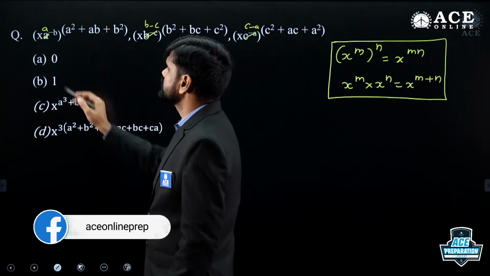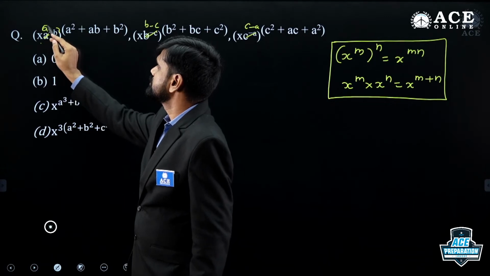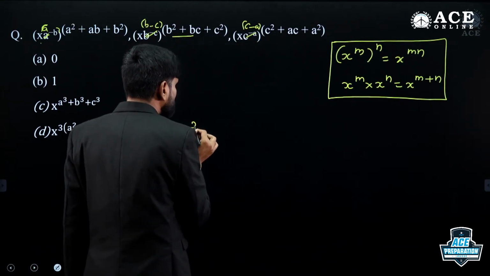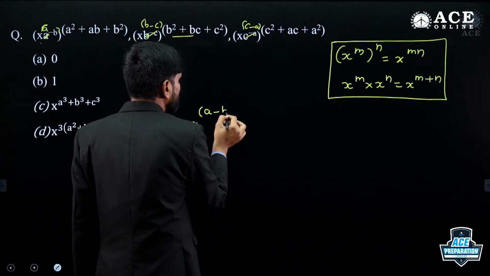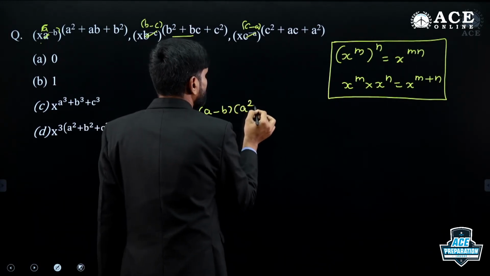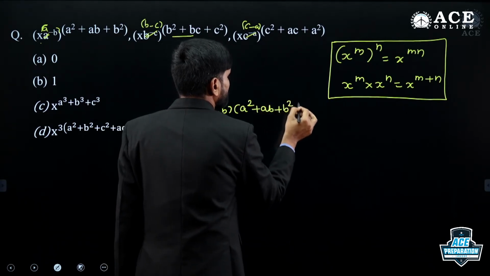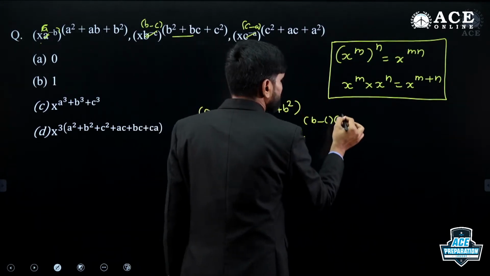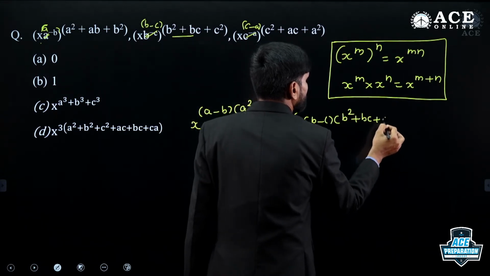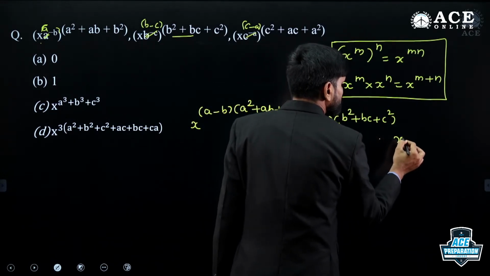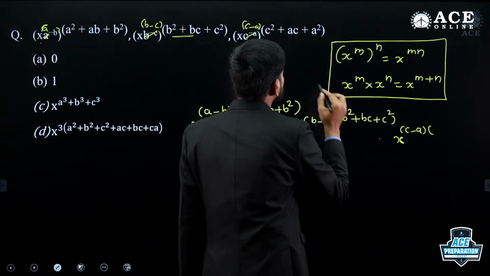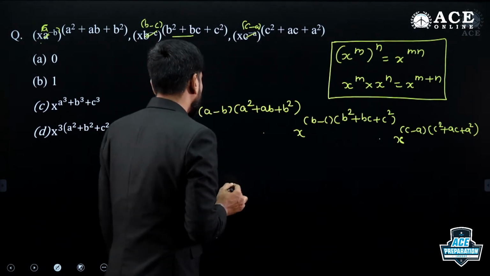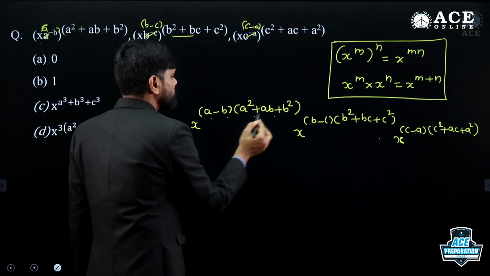Right, dear. So here if you observe, it is looking like x to the power of a minus b together, you consider it as m here. So this is m, this is n, similarly this is m, this is n. That will give you x to the power of mn. So that gives you x to the power of a minus b into a square plus ab plus b square, into x to the power of b minus c into b square plus bc plus c square, into x to the power of c minus a into c square plus ac plus a square. This gives you a minus b into a square plus ab plus b square, which is nothing but a cube minus b cube.